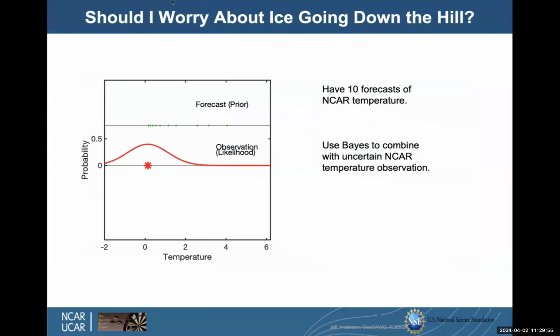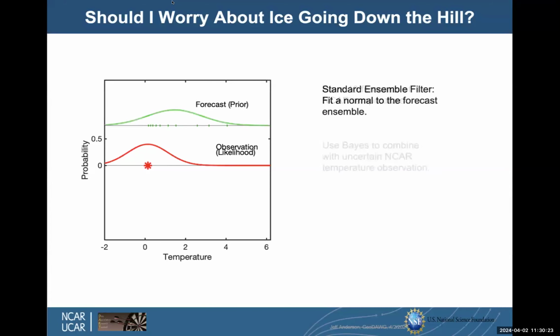So I'm just going to give a hypothetical idealized problem here. Suppose I want to know if there's ice on the hill to see how careful I need to be biking down. So on the top axis here, I have again an example of a forecast model prior. It's 10 forecasts of the temperature at NCAR this morning, and they're all positive. And I have an observation from a thermistor outside on a mast here. It says that the observation is about 0 and that there's an uncertainty of plus or minus 1.